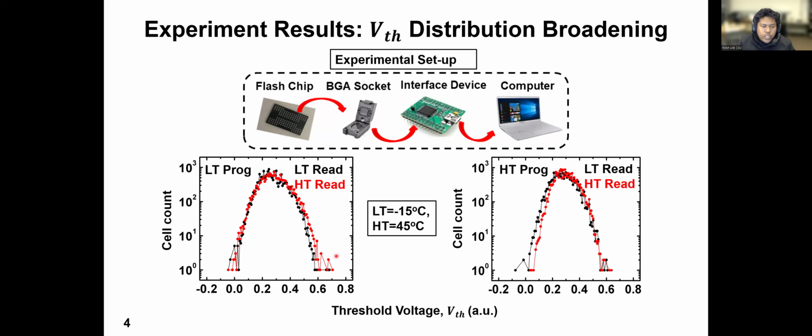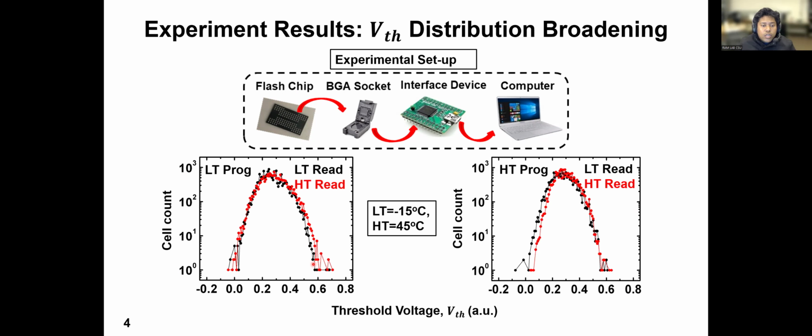On the left side, we show the page distribution, the VT distribution of the highest state of a memory page. This is the first phase of our experiment, where we programmed the memory chip at a low temperature and read it at the same low temperature and a different high temperature. By low temperature in our experiment, we mean minus 15 degrees Celsius, and by high temperature, we mean 45 degrees Celsius. So from the figure on the left, we see that this red distribution is the distribution which we get when you read the chip or the block at a different temperature, which is high temperature here.